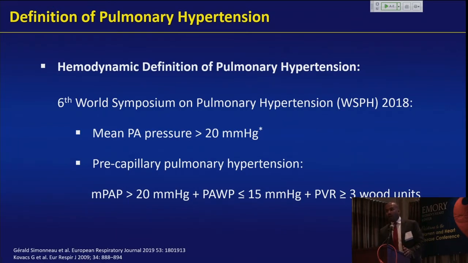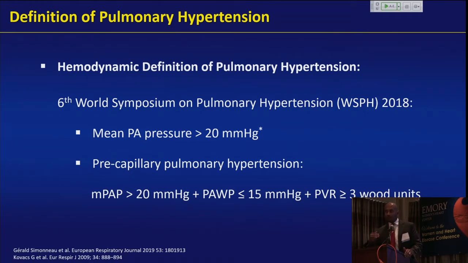Now, for folks who have been practicing before 2018, this is going to be a little bit different, because before, the mean PA pressure was 25, and above that would define pulmonary hypertension. However, in the 2018 pulmonary hypertension group in Nice, they changed the definition and lowered it to 20. The main reason why they previously put it at a mean PA pressure of 25 is that they were afraid of overdiagnosis and overtreatment.